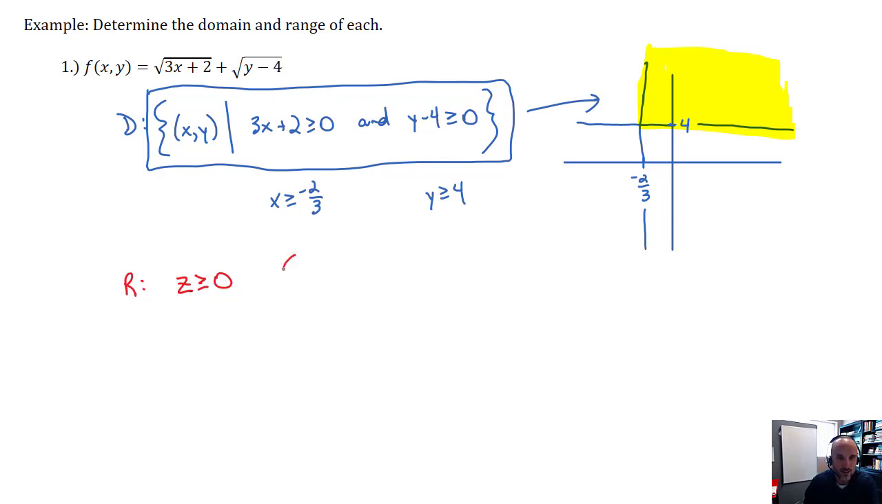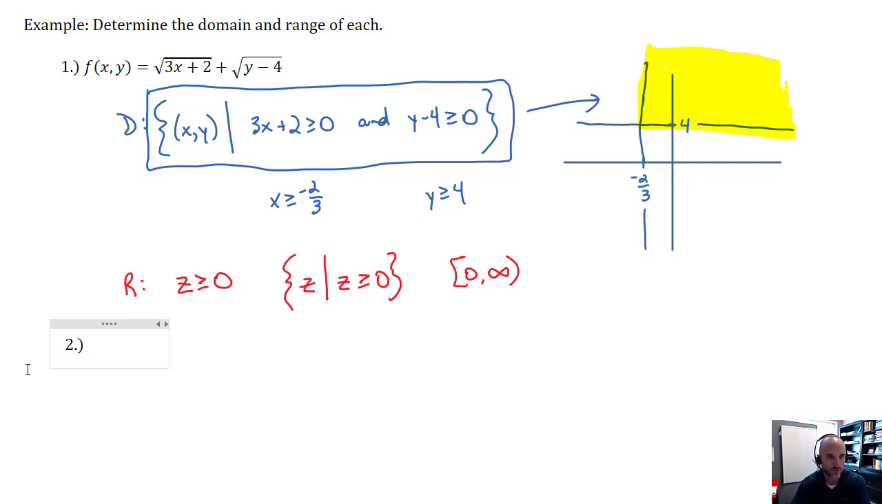If you want to write that in set builder notation, you could say the set of all z's such that z is greater than or equal to 0. Interval notation, of course, would be bracket 0, comma, infinity. We can't use interval notation for the domain because the domain deals with ordered pairs, not individual numbers. All right, so that's domain and range.